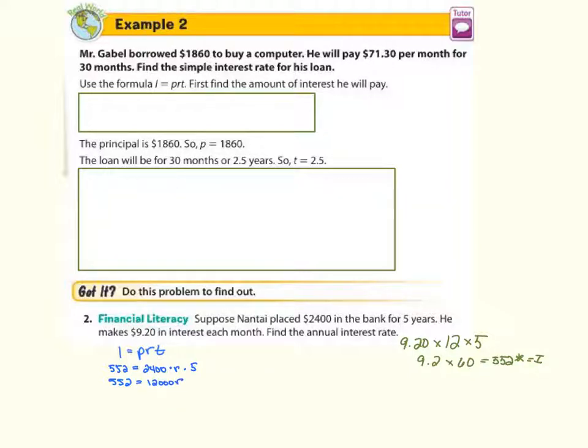And then the only thing left to do is to get R all by itself by dividing both sides by 12,000. And that is correct because we want a decimal as our answer. So dividing a small number by a big number will give us a decimal. So R is going to be 0.046, but if you multiply that by 100, you get 4.6% as the rate.